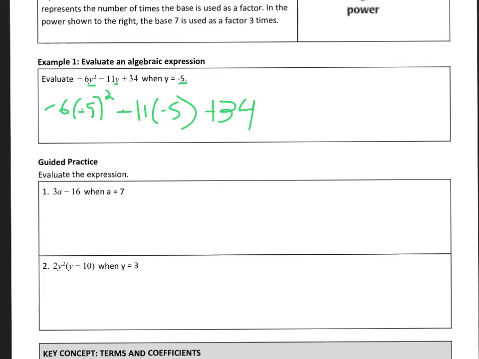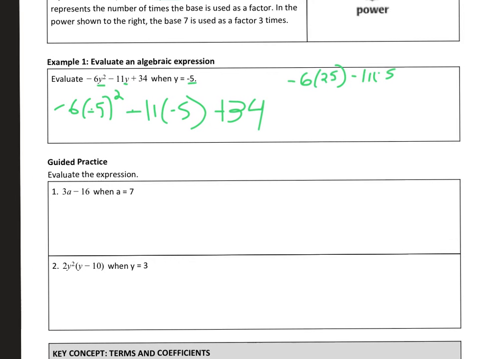So now that I've got a numerical expression with just numbers and operations in parentheses, I can simplify that. And if I'm going to listen to order of operations, that means I am going to do that exponent first, okay? Evaluate that power first. So this would look like -6 times 25 minus 11 times -5 plus 34. I'm going to clean that -5 up a little bit.